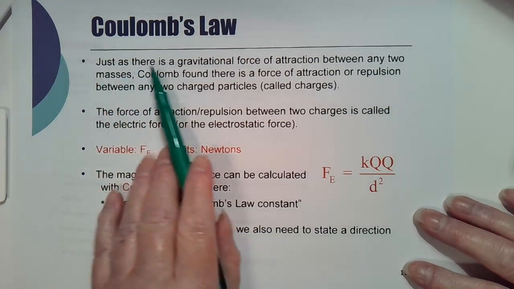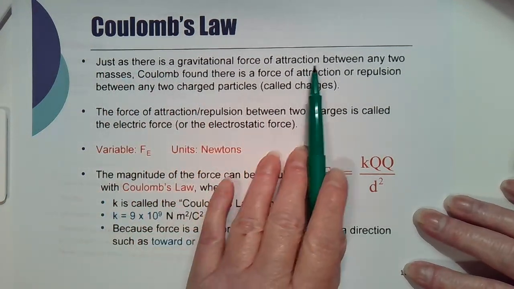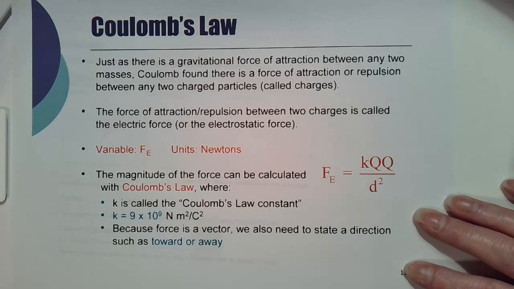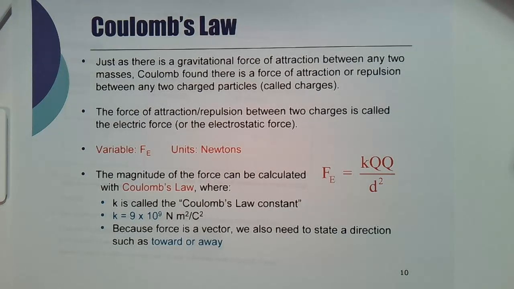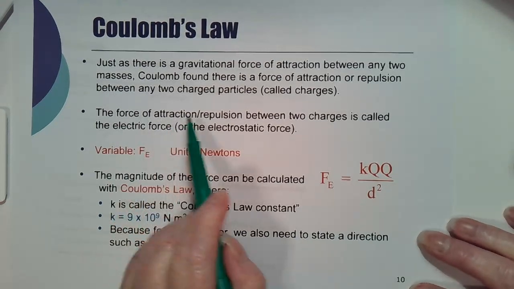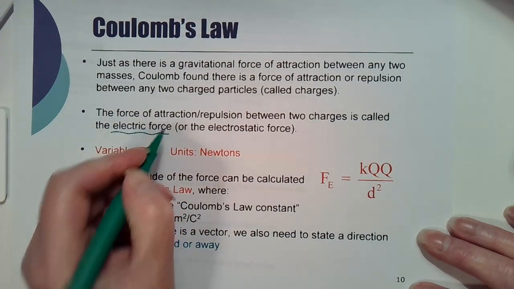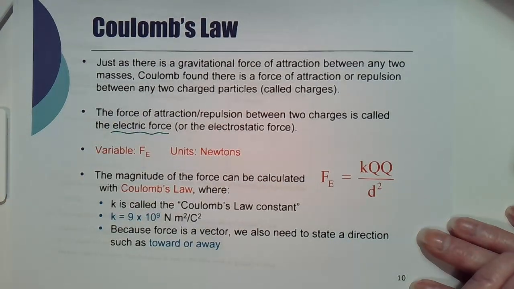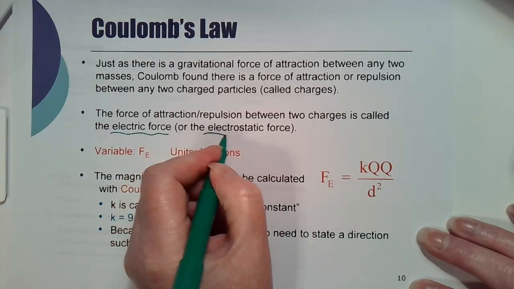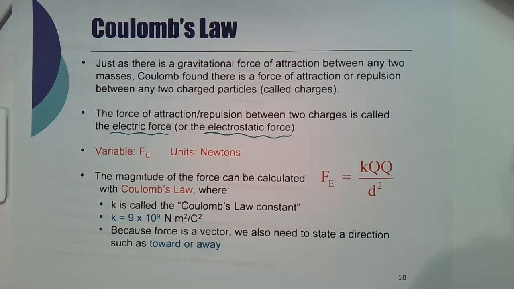So it says, just as there is a gravitational force of attraction between any two masses, Mr. Coulomb found that there's a force of attraction or repulsion between any two charges. And the force of attraction or repulsion is called the electric force. Another name for the electric force is the electrostatic force. Those two words mean exactly the same thing.